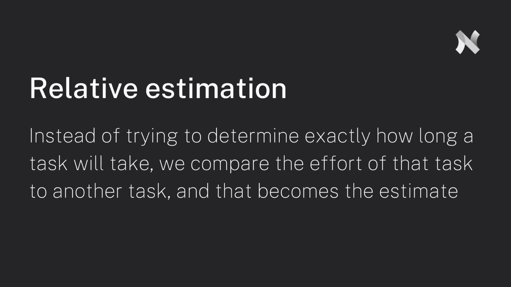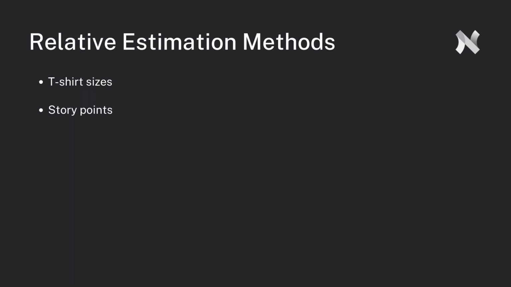Relative estimation means that instead of trying to determine exactly how long a task will take, we compare the effort of that task to the effort for another task, and that becomes the estimate. That estimation is not done in traditional units of hours, days, or weeks. Instead, we assign each backlog item a value that is a relative unit or size. There are two common relative estimation methods that I find most useful when estimating user stories. These are t-shirt sizes and story points.